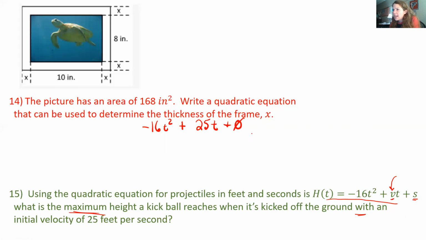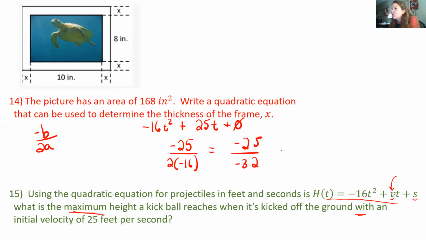And we are figuring out the maximum. So the maximum is the vertex. So we're doing negative b over 2a. So our b is 25, so we're going to do the opposite of 25, divided by 2 times a, which is negative 16. So we have negative 25 divided by negative 32, which, a negative divided by a negative is a positive. So I have 25 divided by 32, which is 0.7812. And that is going to be our x value.